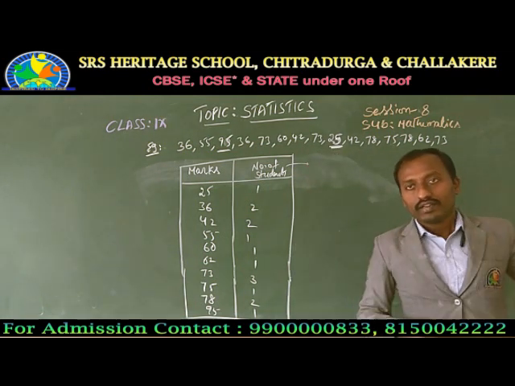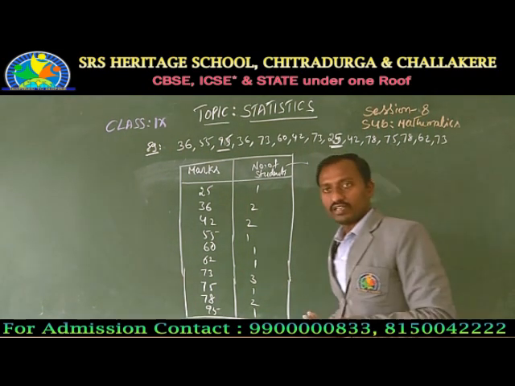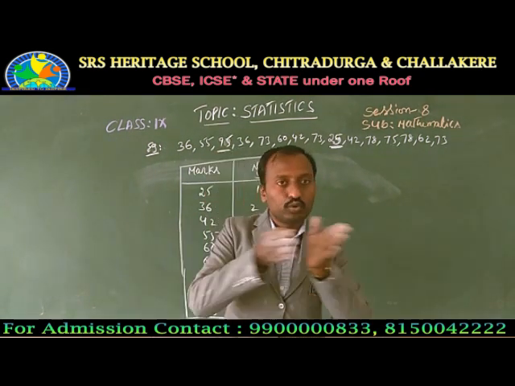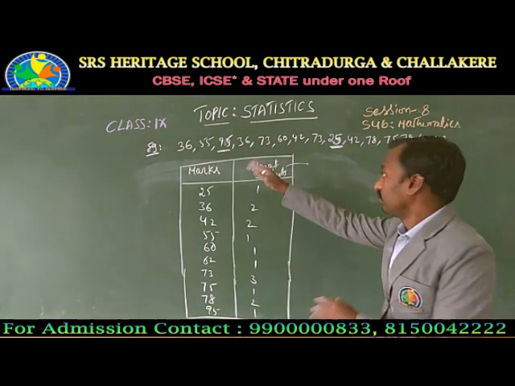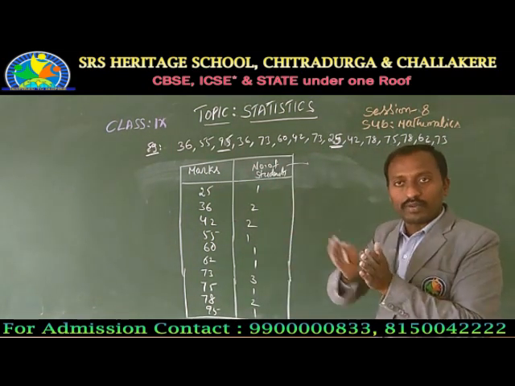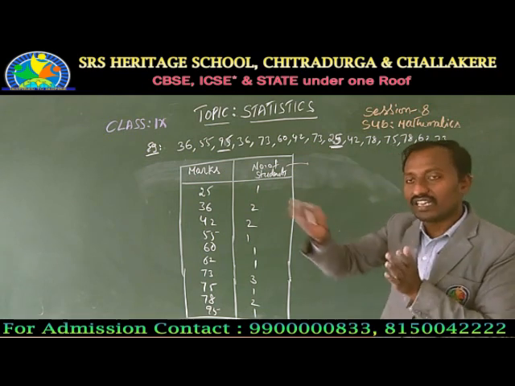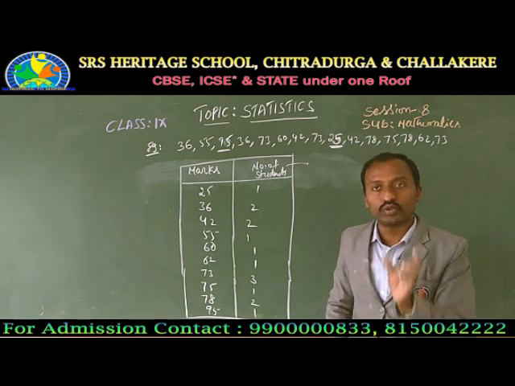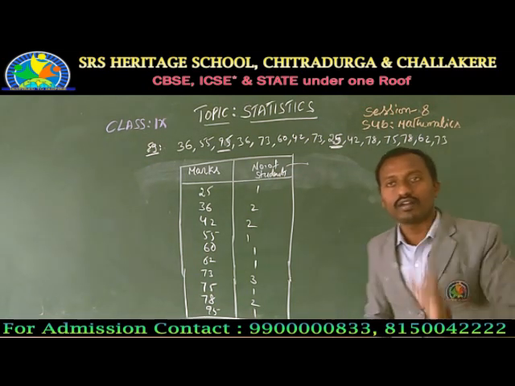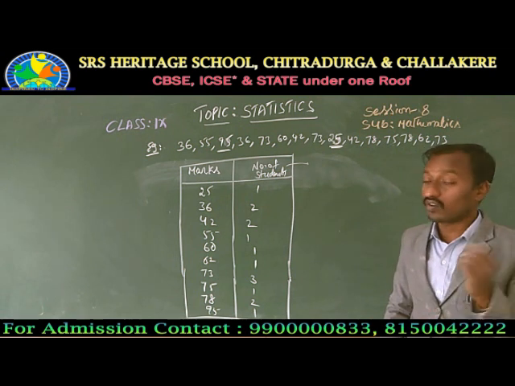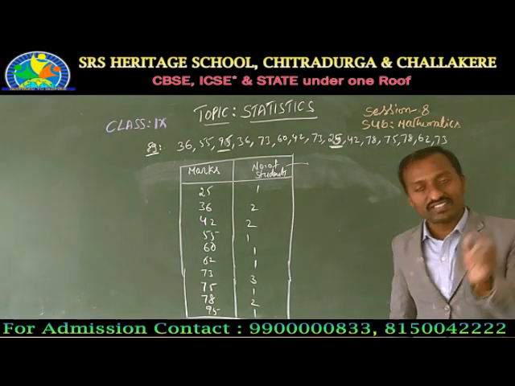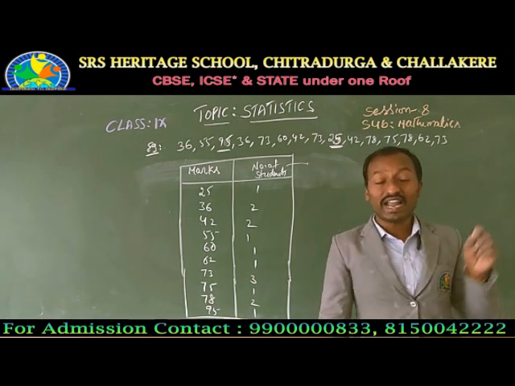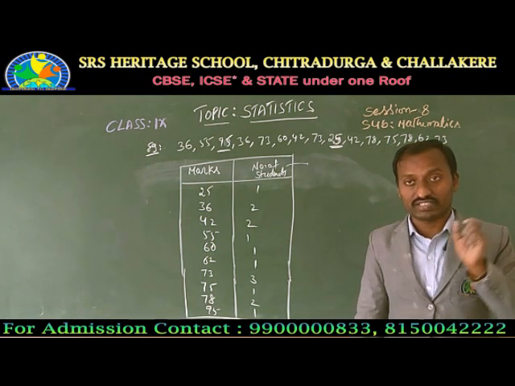We condense it into groups like 20 to 29, how many students scored marks from 20 to 29, 30 to 39, 40 to 49, and so on. These groups are called classes or class intervals. Their size is called class size or class width.